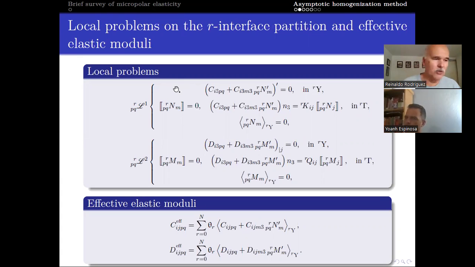To scale, we introduce a small parameter epsilon, and as a consequence of the asymptotic homogenization process, we have two local problems which involve the functions N and M, and these are the coefficients C and D for the heterogeneous structures. This is the effective elastic model given here, which has average properties depending on the imperfect parameters K and Q.